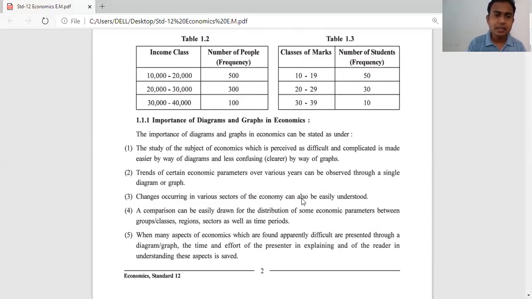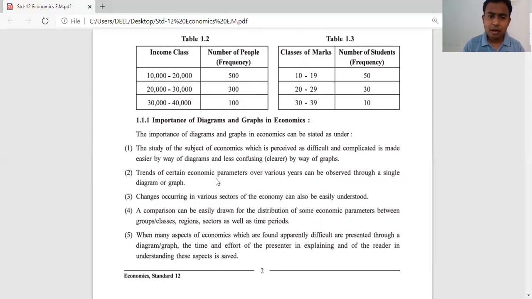The second point says, trends of certain economic parameters over various years can be observed through a single diagram or graph. Trends of certain economic parameters means every year there are some changes. There are many changes that take place in our economy, right? For example, population increasing, production increasing or decreasing, income increasing or decreasing. So there is a trend of change. There is a trend in the economic parameters.